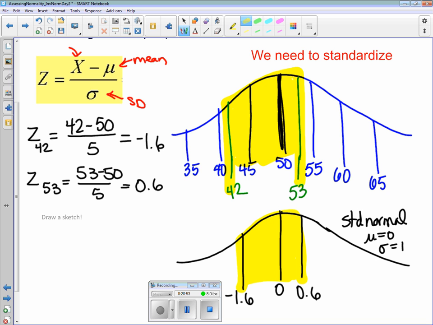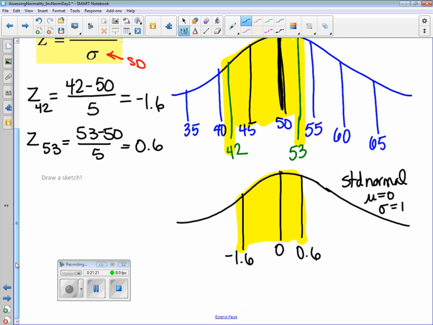Now, back in the olden days, we could only use tables, and there are tables in your book in the very, very back, but we are of the age where we don't have to use trig tables and log tables, and we don't have to use normal tables either. We can use the calculator. So just like we use binom and geomet, PDF and CDF, we're going to use the normal distribution as well. So we're going to find on our calculator the normal CDF. And we will actually never use normal PDF. We will always treat the normal distribution as a cumulative density function, which it is.